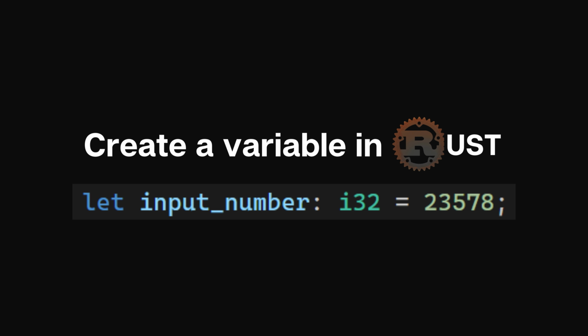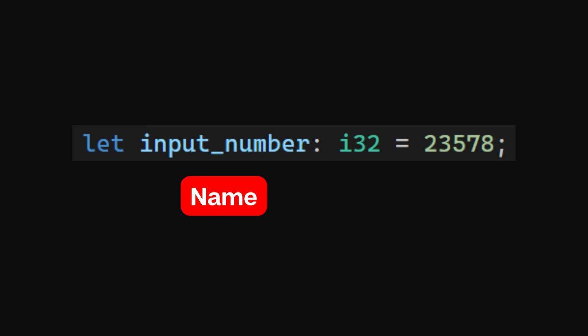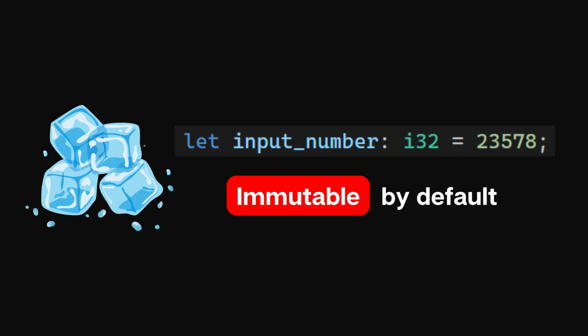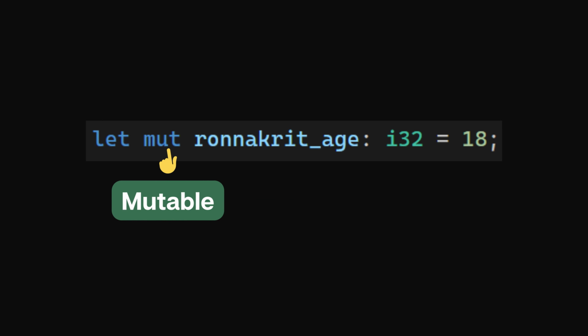To create a new variable in Rust, you use let followed by a variable name and its type and assigning its value. By default, Rust treats variables as immutable. If you need to make it mutable, just add mut after let.